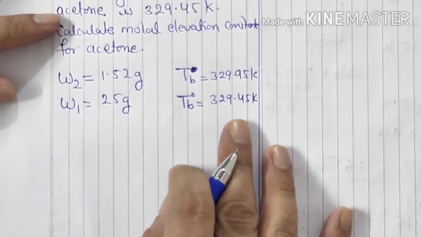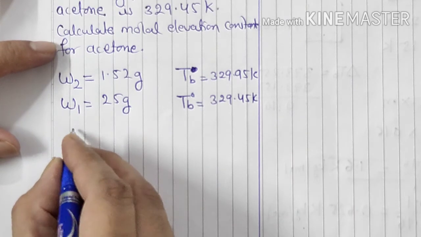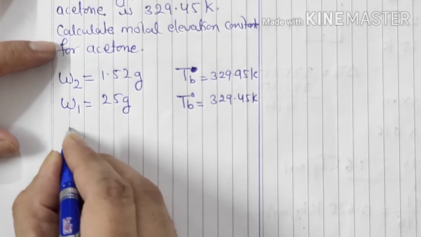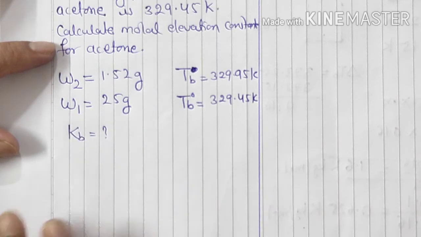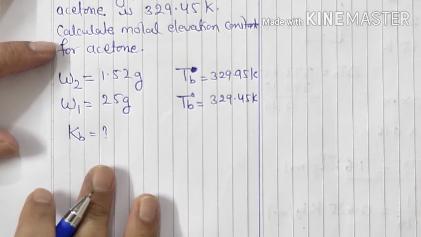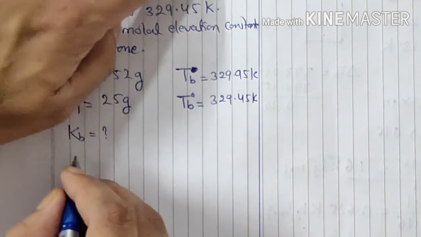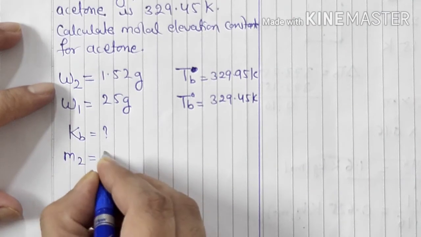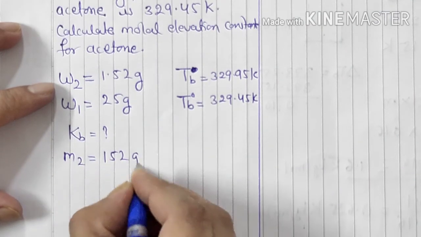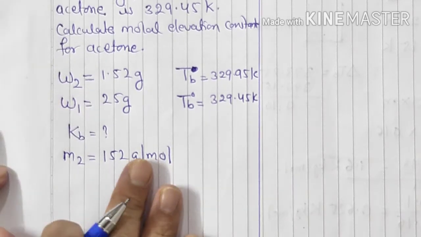Okay. Now, to calculate the molal elevation constant for acetone means what they have told us to find out. They have told us to find out the molal elevation constant, that is Kb. Got that? Okay. One thing more they have given: the molar mass of camphor. So the molar mass of camphor is how much? 152 gram per mole. This is the information which they have given.